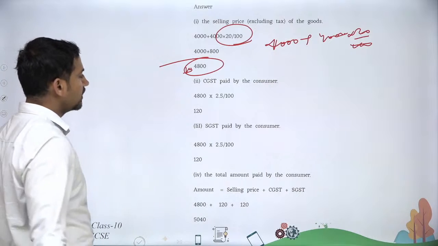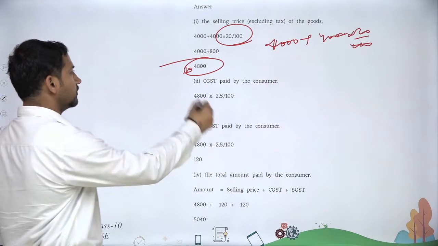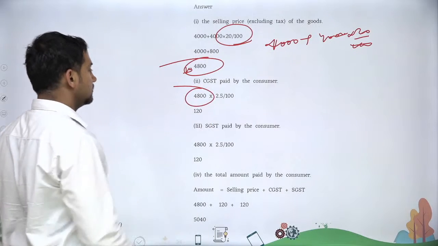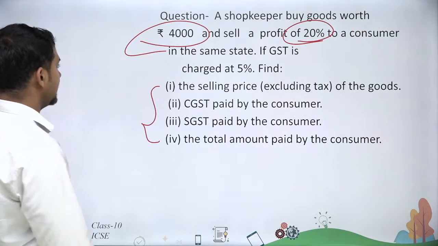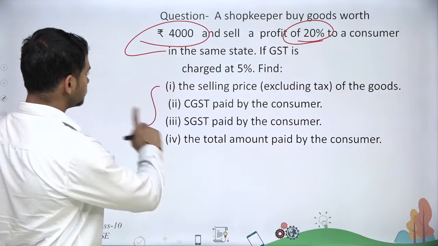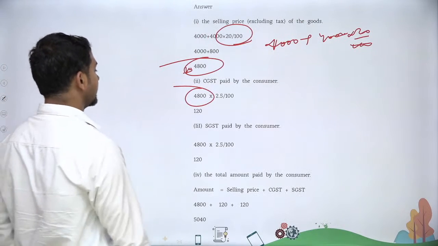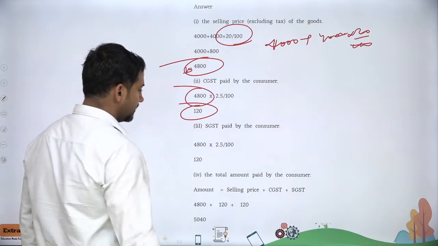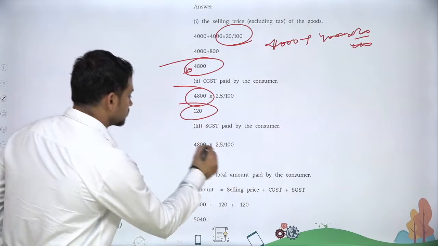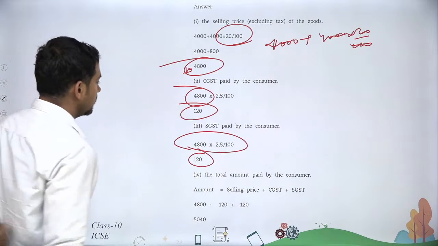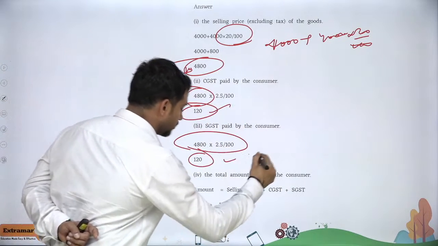Okay. Now, what is the CGST? Now, CGST for this selling price, this one is 4,800. And in the question it is given that it is equal to 5%. So, what do we get for CGST by the consumer? CGST by the consumer is 120 rupees and SGST by the consumer is also the same because this is 5% of 2.5, 2.5. So, it is equal to 120. This is also equal to 120.